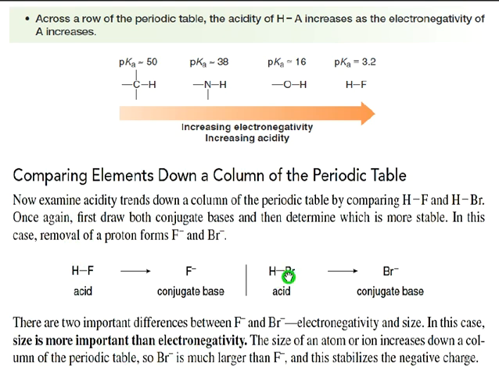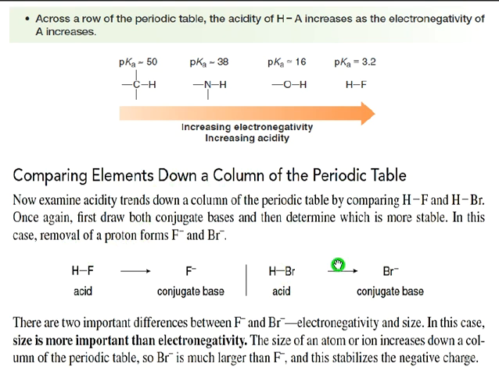Take HF and HBr. If we go by electronegativity, fluorine has higher electronegativity than bromine. In this case, you would say HF is stronger than HBr. But in fact it is the reverse. HBr is the stronger acid, more acidic than HF.